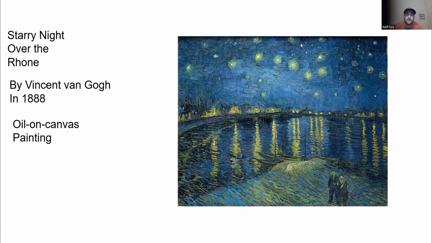Then the viewer can finally begin to understand the subject matter after discussing all these elements of art and design. And the overall subject matter is that Vincent van Gogh achieved a nighttime scene along a river with a town in the distance.